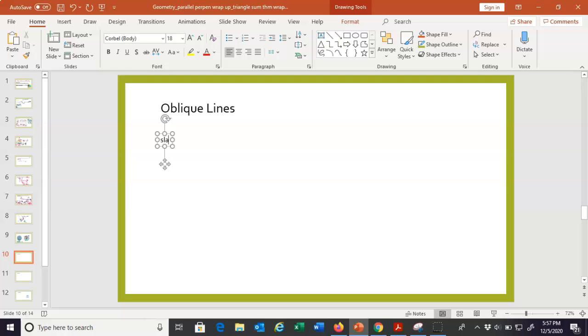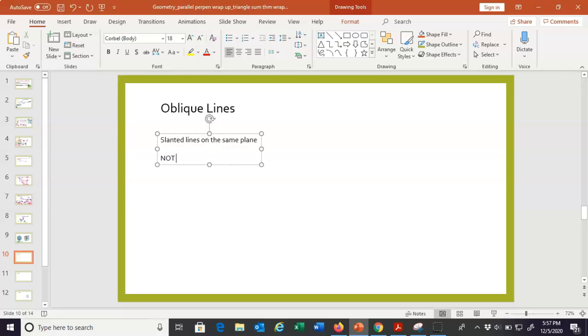So oblique lines are slanted lines, and they are on the same plane. So we've talked about planes before. Planes are just a space. Like the top of your table is a plane. It's a surface. It's a space. And if you have like a pencil on your tabletop and a mouse on your tabletop, then those two things are in the same plane.